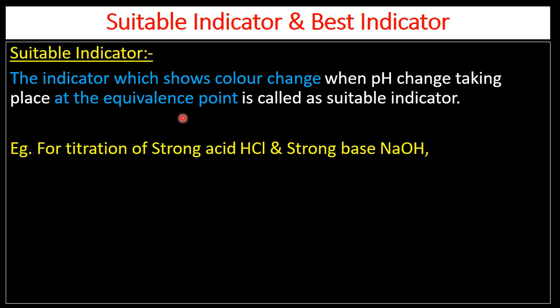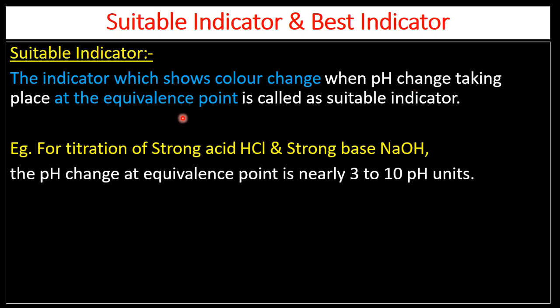For example, let us consider a simple titration between a strong acid and a strong base, HCl and NaOH. The pH change at the equivalence point is nearly 3 to 10 pH units. In the next lecture you will understand why this pH change range is so broad, 3 to 10 pH units. So right now you just accept that. So the pH change at the equivalence point is nearly 3 to 10 pH units.